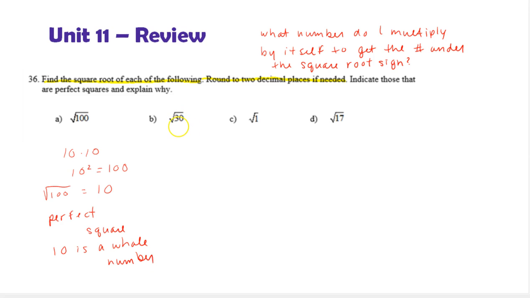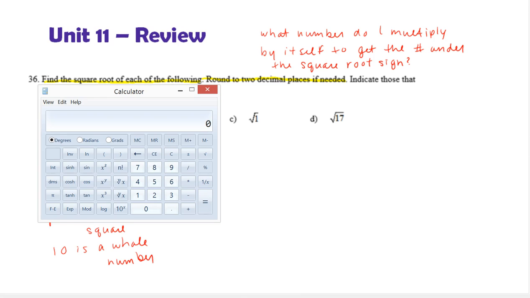Let's look at the next one. The square root of 30. So are there two numbers that multiply to whole numbers that equal 30? Well, I know 5 times 5 is 25, so that's too small. 6 times 6 is 36. That's too big. So there's no whole numbers between 5 and 6, so that means this is not a perfect square. So we're going to approximate it on the calculator.